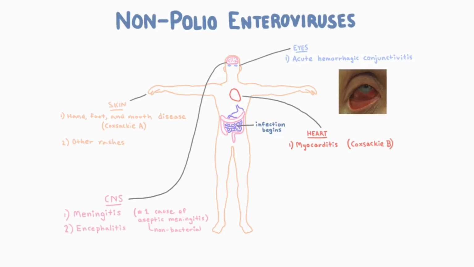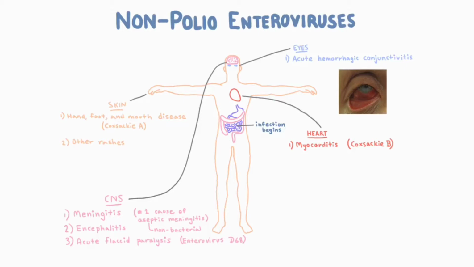And last of all, remember that polio is an enterovirus and causes paralysis. And the reason it does so is that it likes to infect the anterior horn cells of the spinal cord. Well, it turns out that other enteroviruses like to do that too. And so they cause what we call acute flaccid paralysis. Enterovirus D68 is often implicated in this.